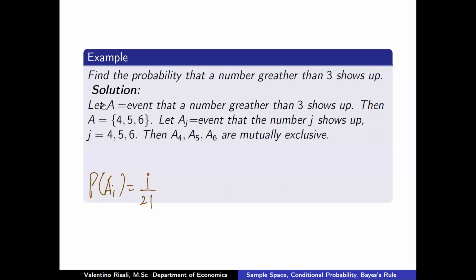Firstly, we define the event, and that is A is the event that a number greater than 3 shows up. And then to apply our properties, we must divide A into smaller subsets that are mutually exclusive, and then we use P(A) = P(3)... Now, for this goal, we define again A_j as the event that the number j shows up, where j is equal to 4, 5, and 6.